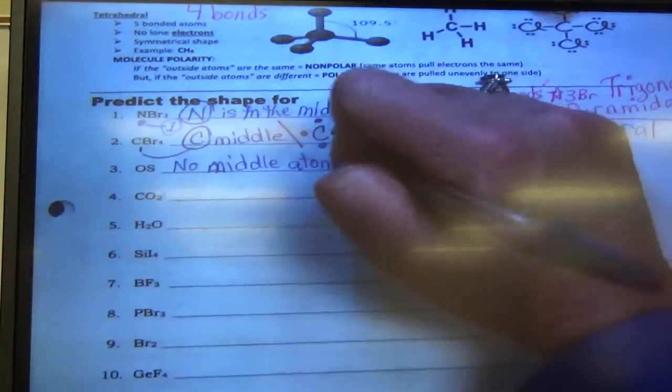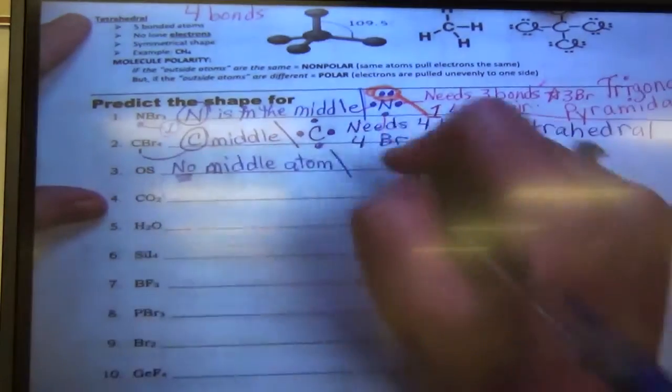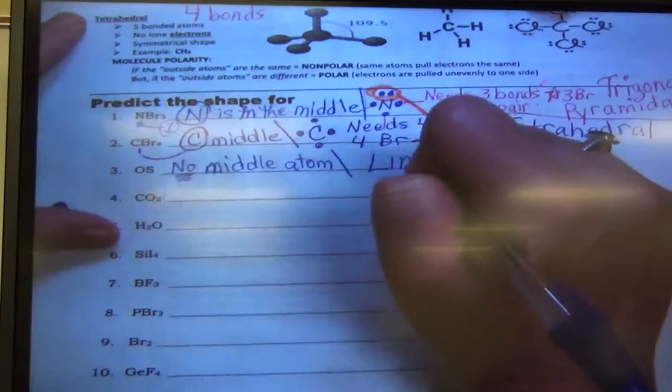Tell you what, that right there already makes you have only one answer. What is the only structure possible when all you have is 2 atoms? Linear. You already found it. It's linear. Isn't that nice? Because you have no middle atom, it can only be linear.